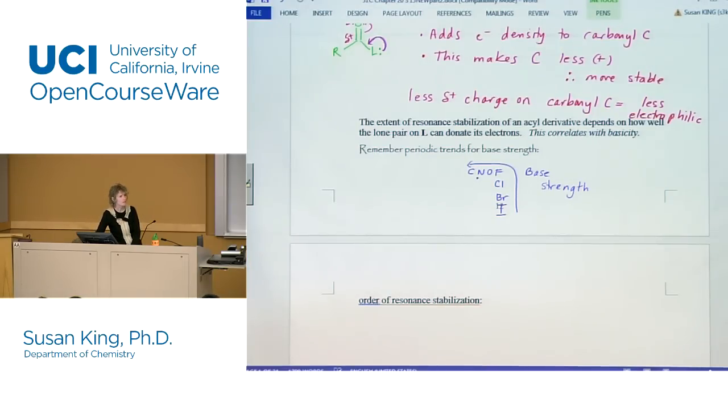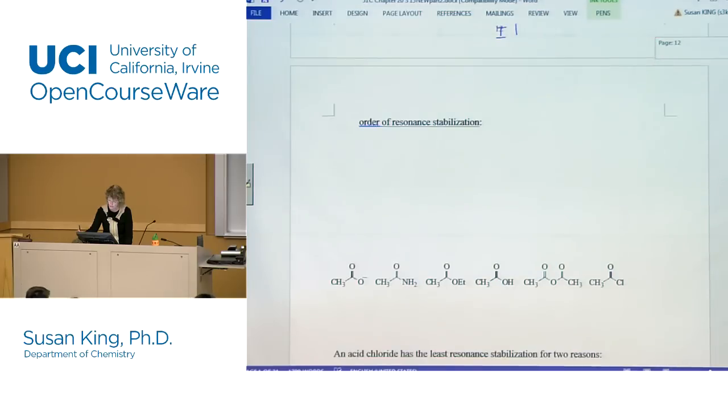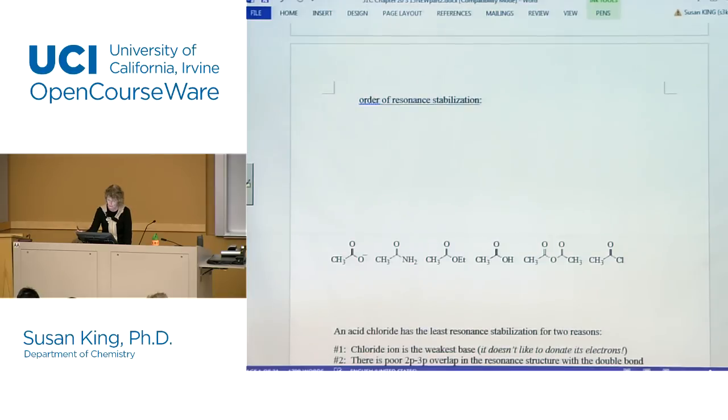So when we have an amide, resonance stabilization is going to be more important for an amide, right? Because the nitrogen's more basic, it wants to donate its electrons more, so the second resonance effect is going to be more important. So here's the order of resonance stabilization. Most resonance stabilized is going to be a carboxy group, followed by an amide, followed by OEt, so an ester, followed by a carboxylic acid, followed by an anhydride, followed by an acid chloride.